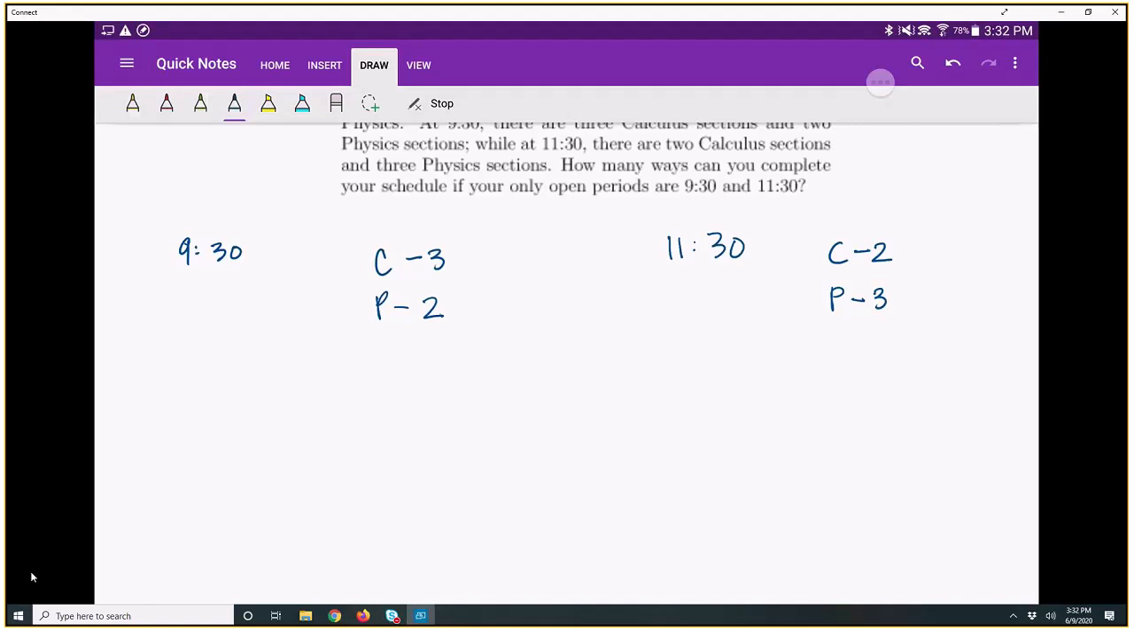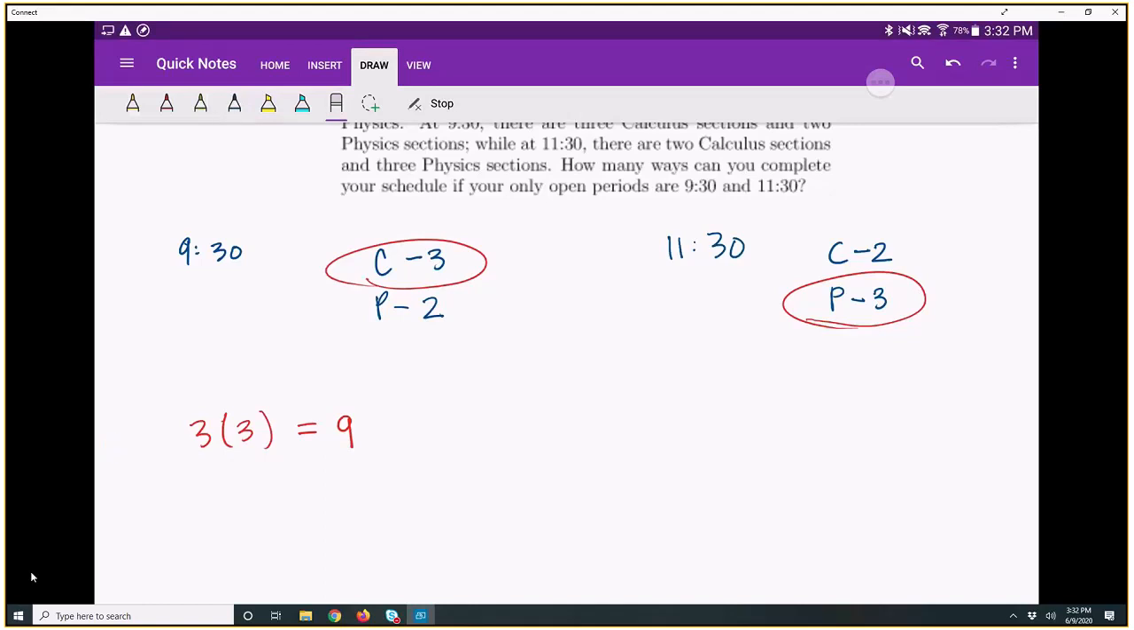First of all, at 9:30 I could take calculus. So let's say I choose calculus at 9:30. Well, I have to have calculus and physics, so that means at 11:30 I'm taking physics. And how many ways are there to make this schedule? There should be 3 times 3 ways. First, I choose my calculus course, and for each calculus course, I have 3 choices of a physics course. So this is the multiplication rule. 3 times 3 is 9, and that's for choosing calculus at 9:30.